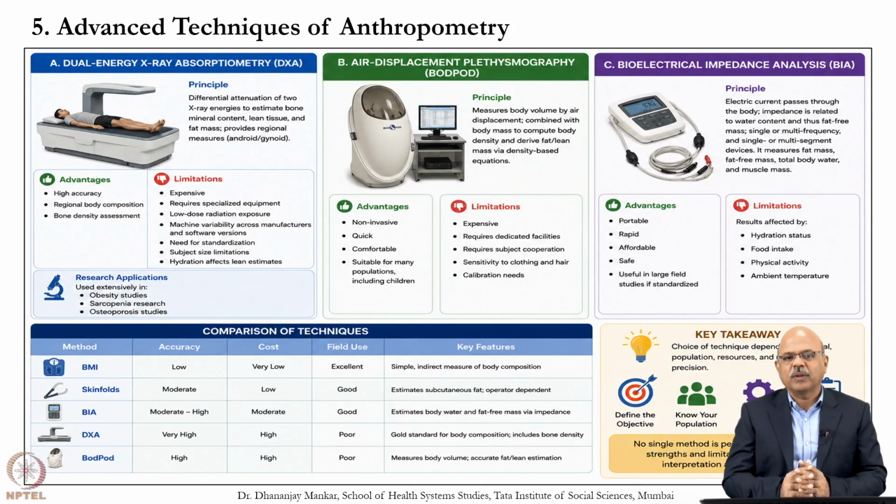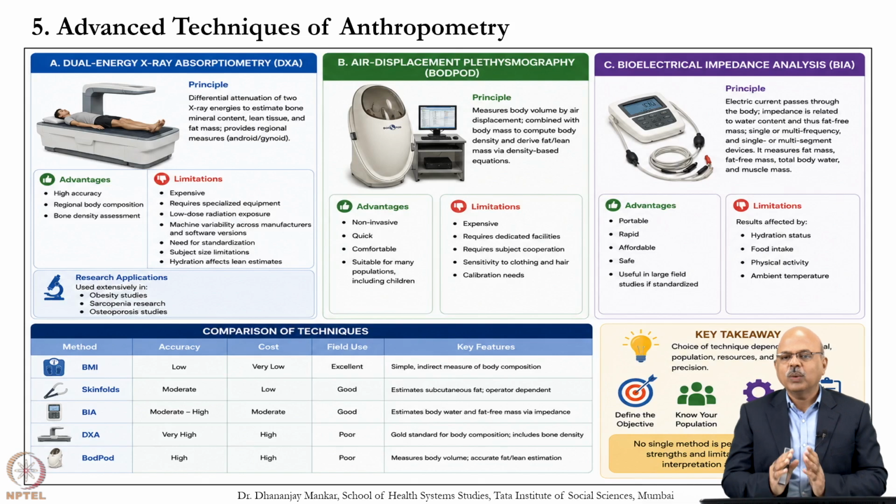Now we will go for air displacement plethysmography, called BOD POD. It measures body volume by air displacement and combines it with body mass to compute body density, and derives fat and lean mass via a density-based equation. The advantage of using the BOD POD is that it is non-invasive, very quick, comfortable and suitable for many populations, including children. The limitations are that it is very expensive, requires dedicated facilities, requires subject cooperation, and is sensitive to clothing and hair, so calibration is especially needed.